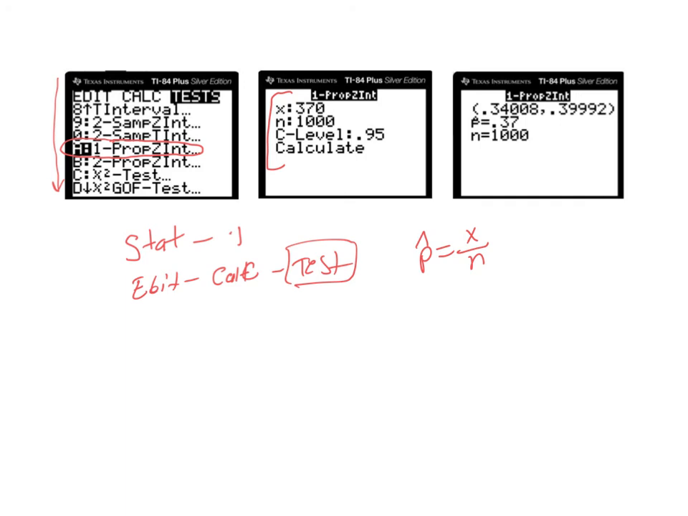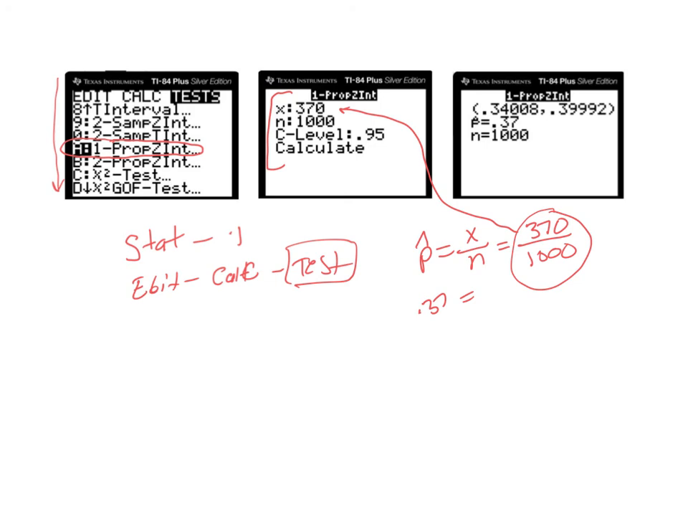So on the calculator, though, instead of typing in 0.37, they want us to type in the fraction that got you that, okay? So they want us to type in that they sampled 1,000 people, and 37% of them liked football as their favorite sport. And 37% would be 370 out of 1,000. Okay? So that's how we enter that in our calculator. We actually have to enter in 370 and then 1,000.